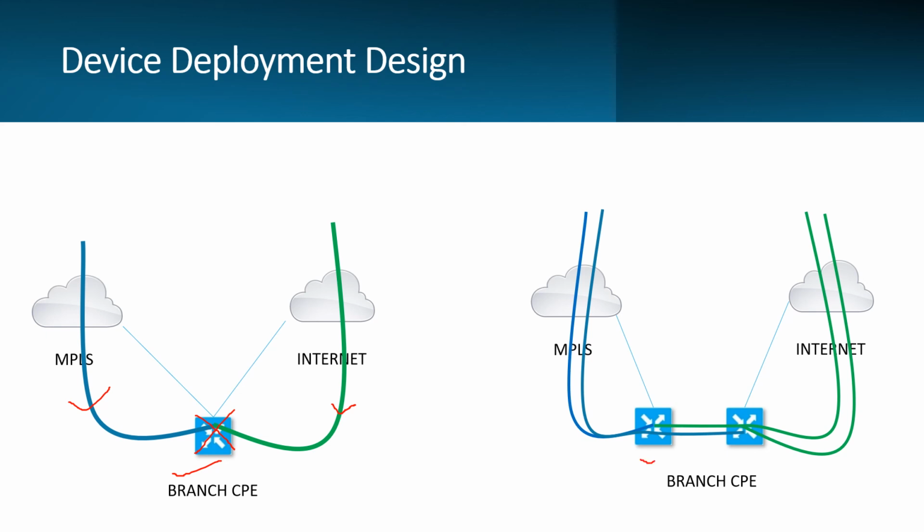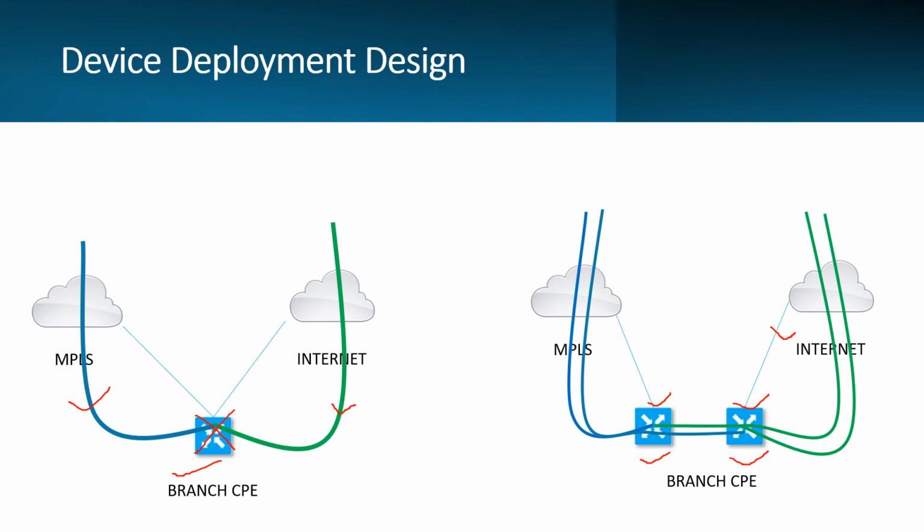I can have two CPs installed in a branch. So this is one, this is my second. I have an MPLS connectivity which is terminated directly on this CP, and an internet connectivity which is terminated on this CP. I can do a lot of arrangements. So all these devices are aware of both the connections.